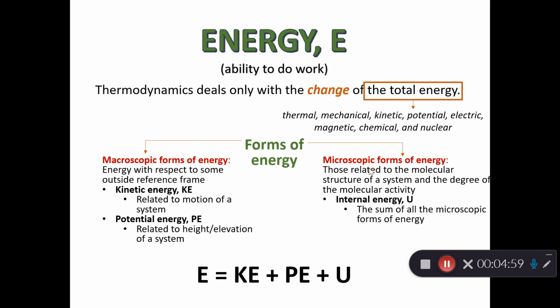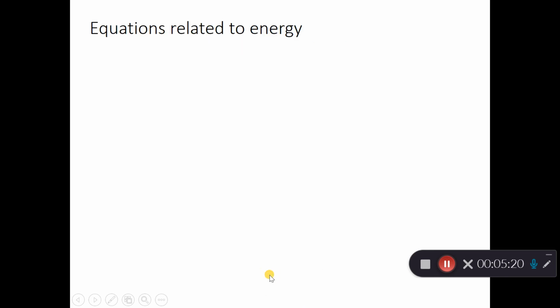Okay. Now, the total energy will then be the summation of macro and micro. So macro you have KE and PE, micro you have U. Okay, so this is an equation that will follow you until the end of the semester. Okay, so please write this down, remember this.